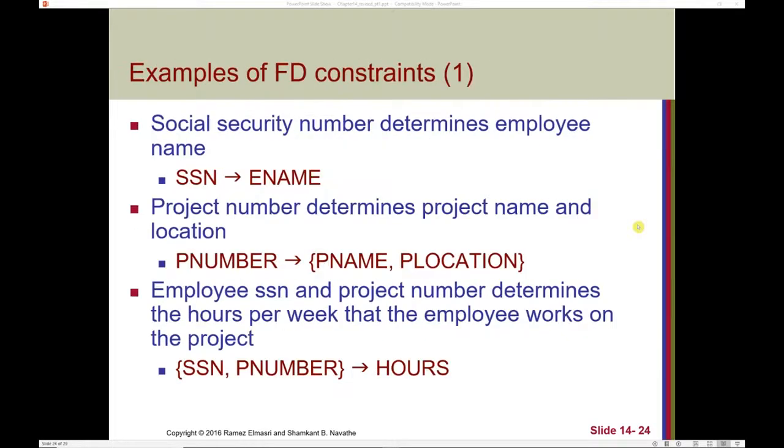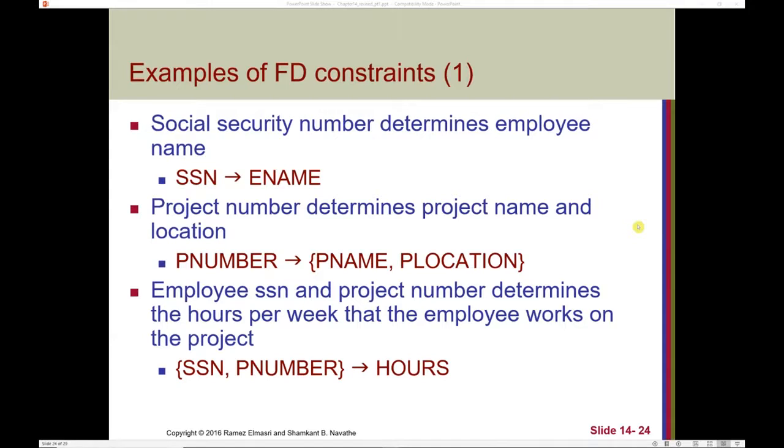Here are some examples of functional dependency constraints. Social security number determines employee name. If we pick a particular social security number, it will uniquely determine an employee name. If we try to go the other way, we might have 2 people that have the same name, but if we look up a social security number for both of those people, we won't get the same value. So the opposite does not hold true.